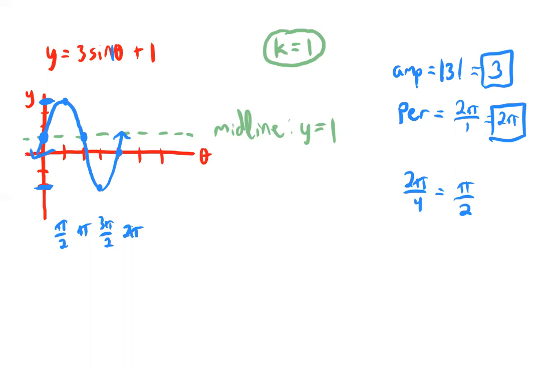Let's see, am I missing anything? I think we're good. So any questions on this one using the midline? So the midline is y equals k. K is the constant.